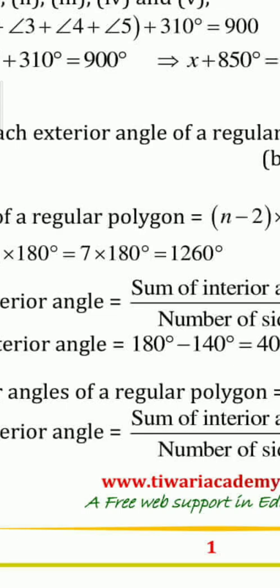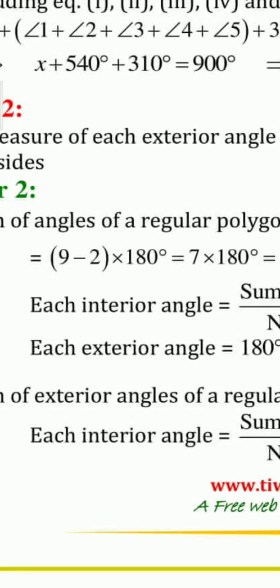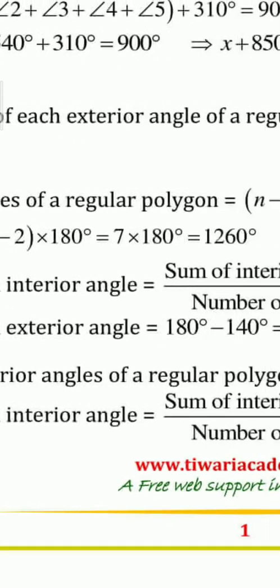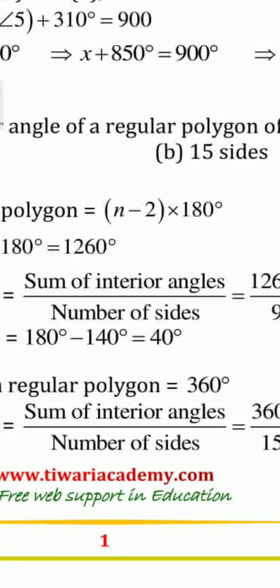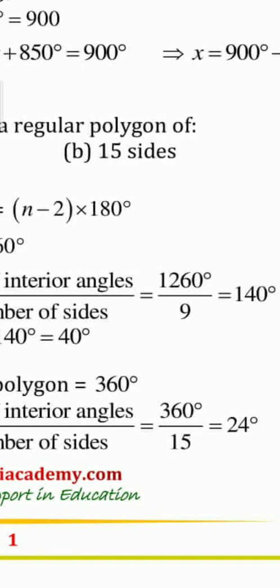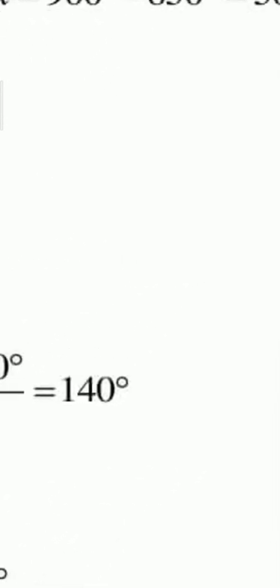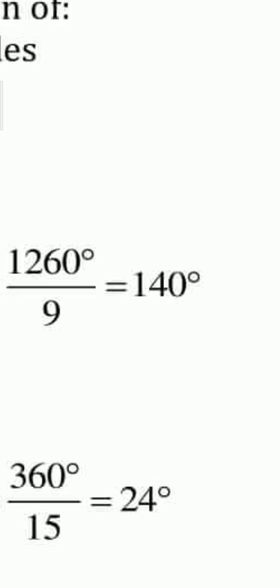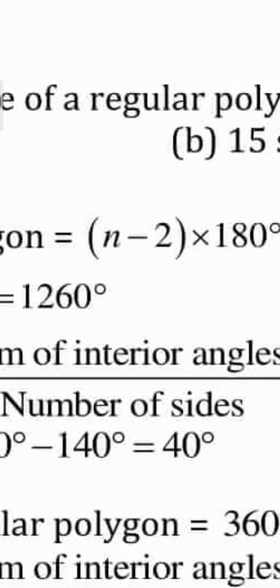Now if you want to find the individual angle measurement, you just have to divide, kids. You'll divide the sum of angles, which you already found, by the number of sides given. So each angle you will get is 140. Clear?